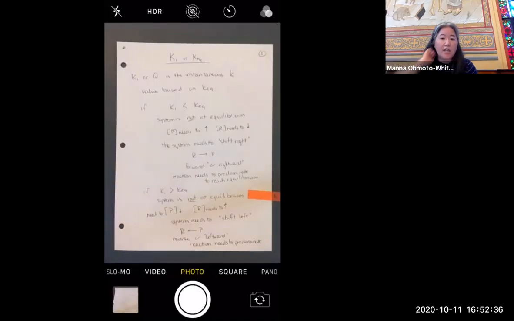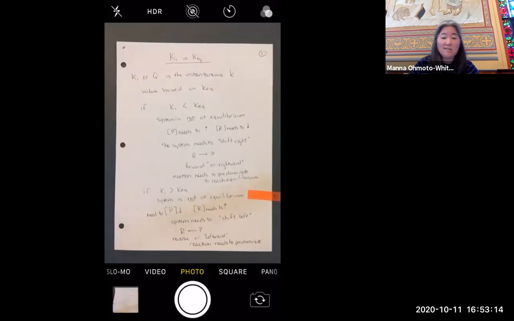Ki versus Keq. So Ki, sometimes called Q, is the instantaneous K value based on your Keq expression. Well, what does that mean? It's basically saying, if I have these concentrations of reactants and products in my container, given what you know is your Keq value of your reaction under these conditions, is your system at equilibrium or not? So I do that by plugging the given values into my Keq expression, and then I evaluate: is my Ki equal to my Keq?